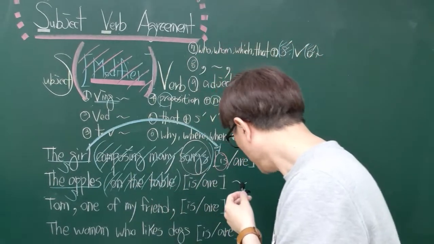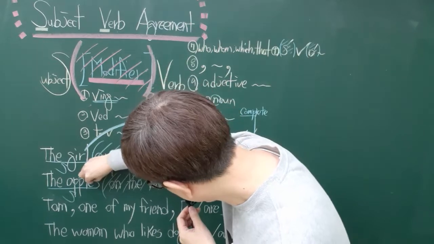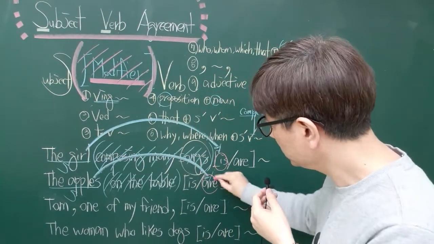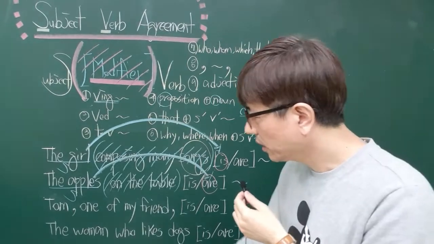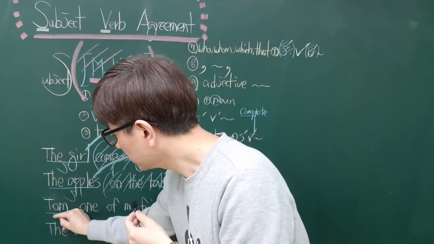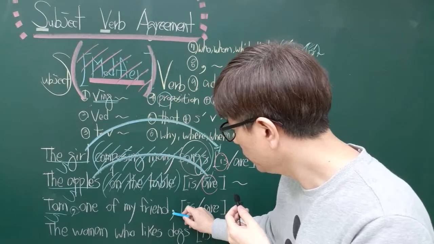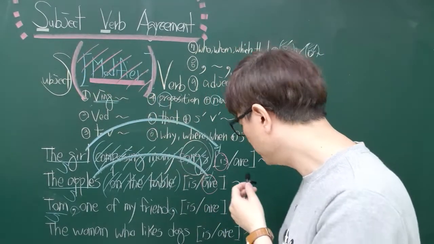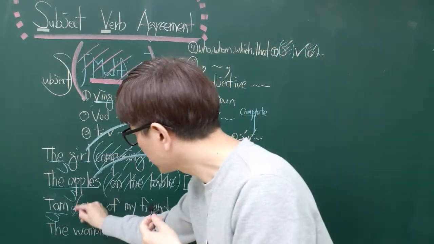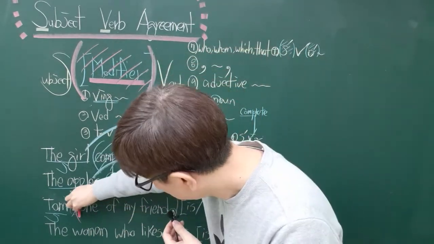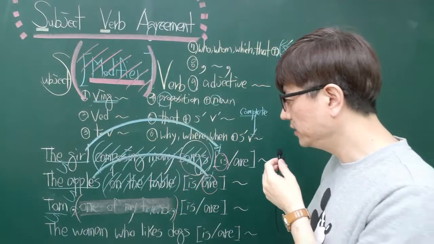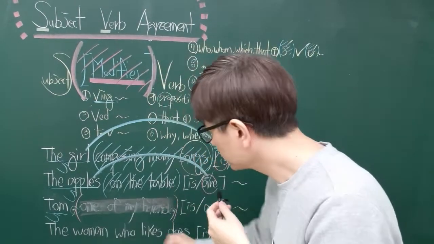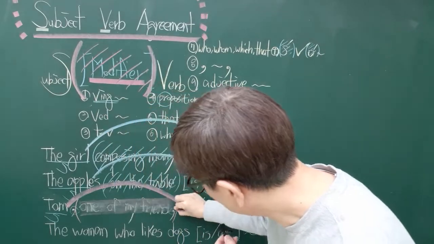Preposition plus noun, you have to get rid of it. Then the apples are, like this. Tom is the subject, and between the commas we have to get rid of the modifier between the subject and the verb. So one of my friends gets rid of it in order to make the situation simple. Then Tom is.